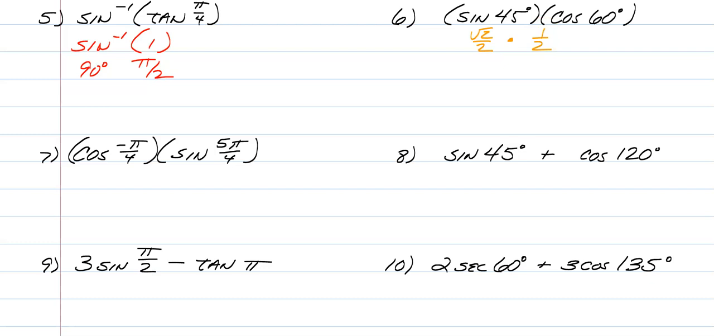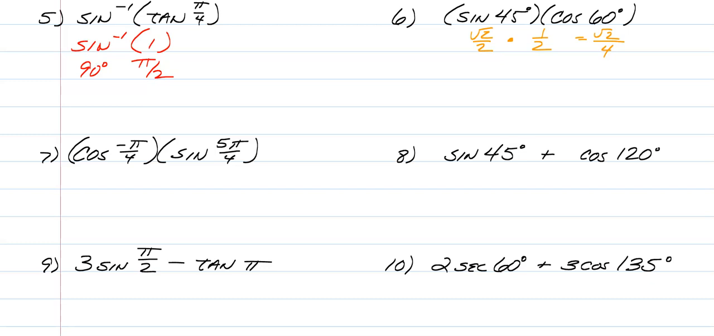Now all we're going to do is multiply those together. Remember, when you're multiplying fractions, root 2 times 1 is just root 2, and 2 times 2 is 4. And then you would simplify if you can. You cannot simplify here. Remember, you cannot simplify the inside of a radical with a number. So you are done right there. So your answer is root 2 over 4.